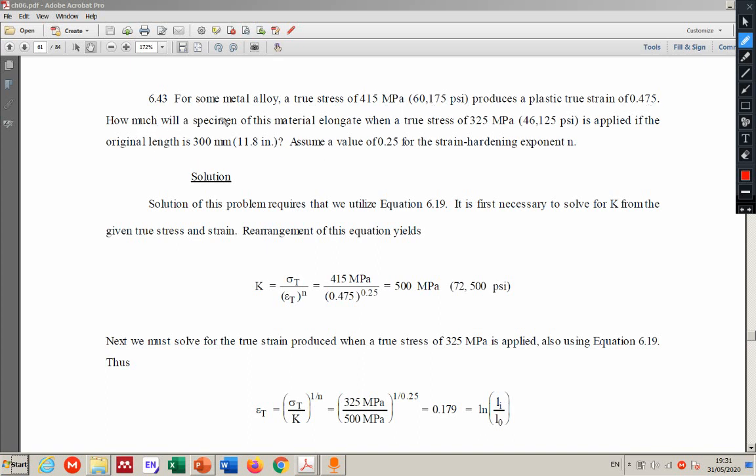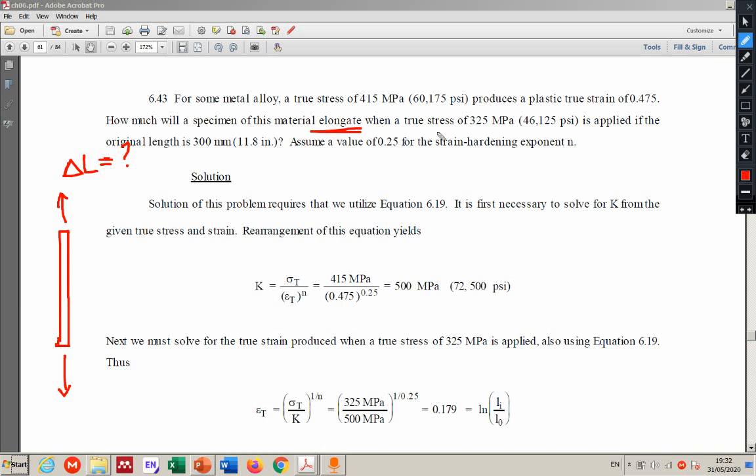The question says, how much will a specimen of this material elongate? Elongate means delta L, because the length is changing. Remember, we assume that the material will be pulled along its length, so elongation happens when you have a tension force. So how much is this specimen of this metal going to elongate, delta L? But remember, delta L must be related to something.